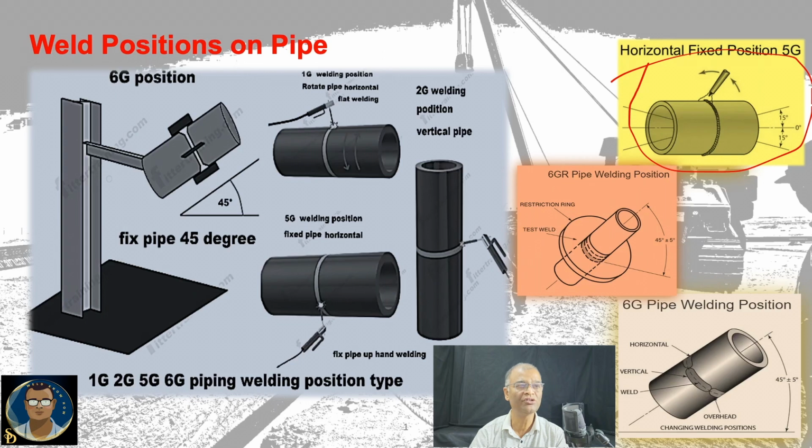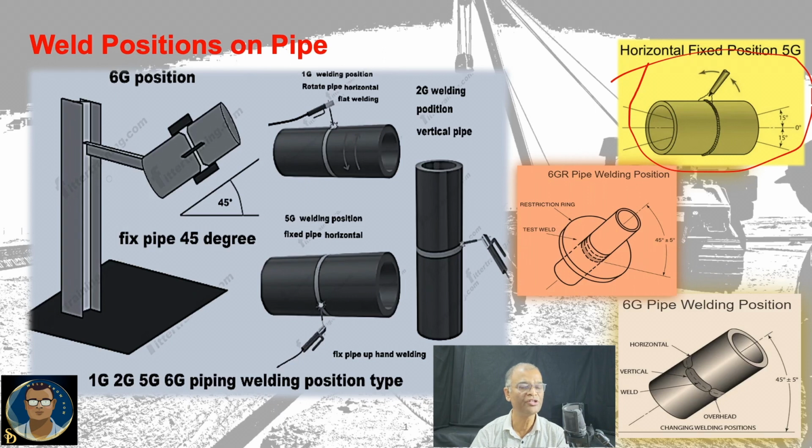There is no 2G or horizontal position coming when the pipe is horizontal at 0 degree plus or minus 15 degree. So when the pipe is kept at 45 degree, all the 1G, 2G, 3G and 4G positions get covered. That's why a welder who passed his welder qualification test by keeping the pipe at 45 degree, that means in 6G position, can weld all the positions.